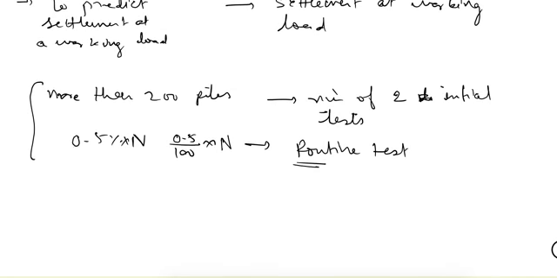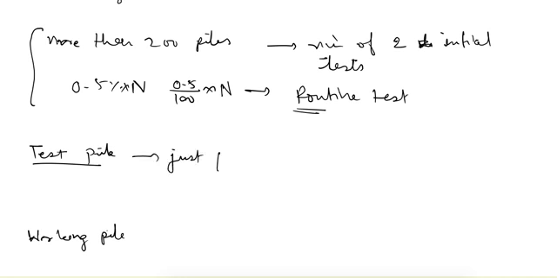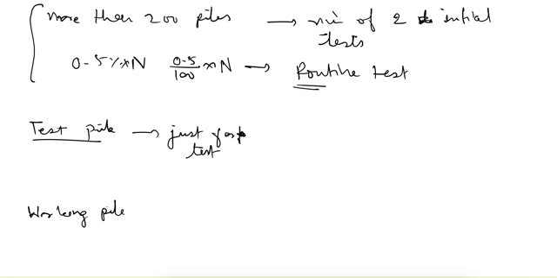Depending upon these, there are two types of pile, that is the test pile and the working pile. The test pile is used just for test. Just for test we'll use it, and we'll try to find out the allowable load or settlement, and we will not use this pile as our foundation pile. Whereas the working pile we'll use for the test and later it will be used in the foundation.